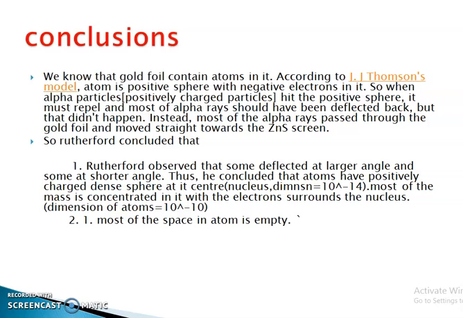Then most of the alpha rays should have been deflected back. But that didn't happen as we observed. What we observed actually, most of the alpha rays passed through the gold foil and moved straight towards the screen. Only few were deflected back. So there is some problem in Thomson's model, and Rutherford concluded that most of the space in atom is empty. That is why most of the alpha particles move straight and are incident on the zinc sulfide screen.